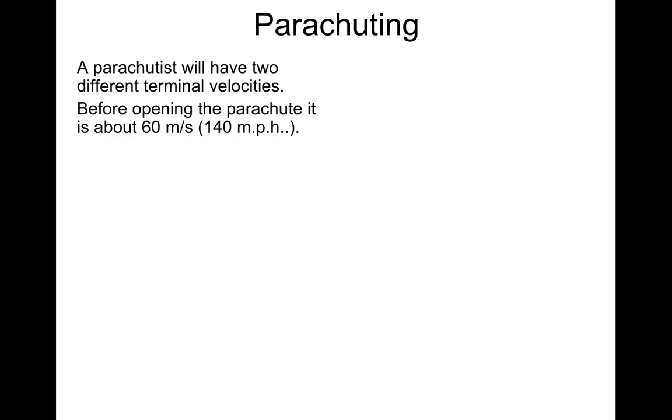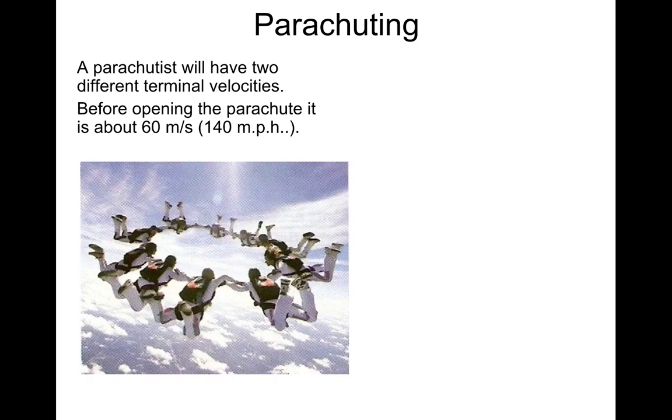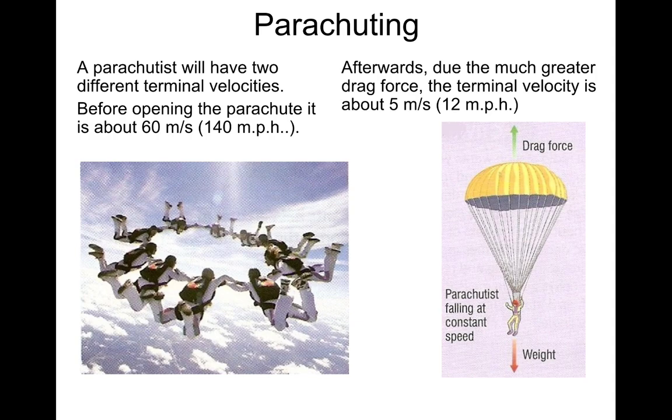So what about parachuting? A parachutist will have two different terminal velocities. Before opening the parachute, the terminal velocity of a person falling is approximately 60 meters per second, or 140 miles per hour. Afterwards, due to the much greater drag force, the terminal velocity is about 5 meters per second, or 12 miles per hour. Obviously, if you're going to land on the floor, you would much rather do it at 12 miles per hour compared to 140 miles per hour.